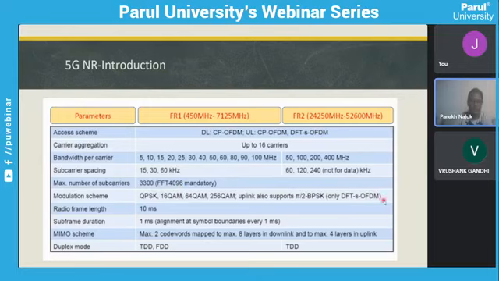For modulation, you can go for 256 QAM. Radio frame length is 10 milliseconds. Bandwidth per carrier, this is the maximum you can achieve: 100 megahertz in FR1 and 400 megahertz in FR2. Subcarrier spacing is also specified. So these parameters are specified for the 5G standards, right?